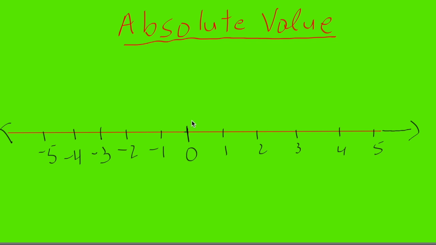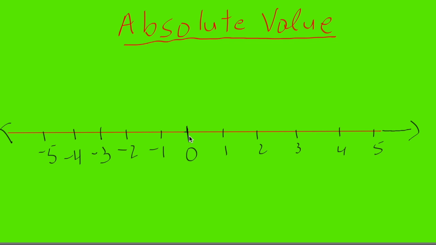Another video. Today's video is going to be about absolute value. Now, absolute value is simply the distance from 0 to any number. So all the numbers to the right are positive numbers, and all the numbers to the left are negative numbers. But the absolute value is the distance from 0 to whatever number you're looking for.